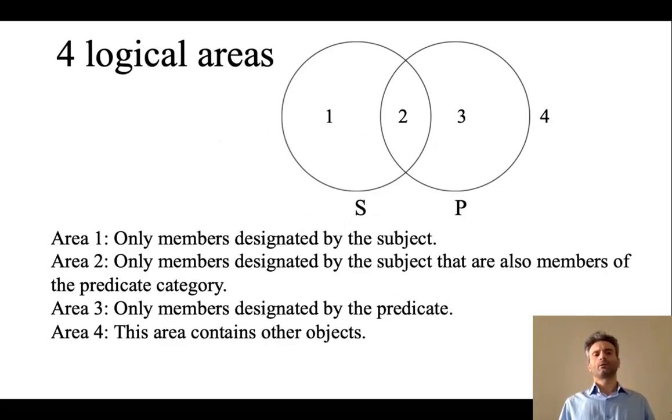Before I show you how to represent A, E, I, and O using Venn diagrams, let me explain something about the logical areas. Now, as you can see, these two circles, each one represents a term. The first one would be the S, the subject. The second one would be the predicate. So let's go with the example of blonde people and beautiful things.